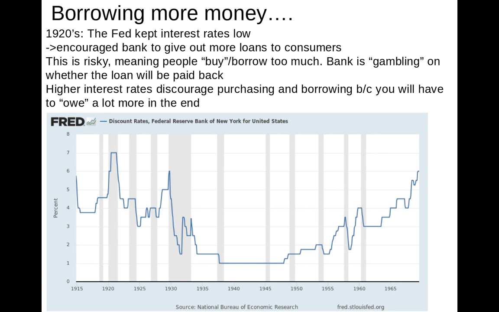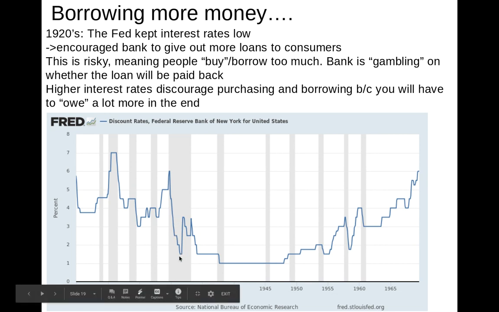Higher interest rates do discourage purchasing and borrowing because you will have to owe a lot more in the end. Before I move on, I want you guys just to look at what happens to the interest rates. So they do dip and they fall really low here, and then the Fed tries to increase them, and then it really does. Here's where people are not spending. This is the Great Depression in a good visual example.